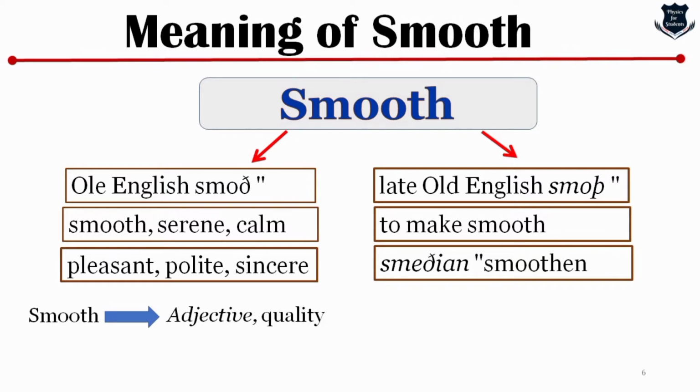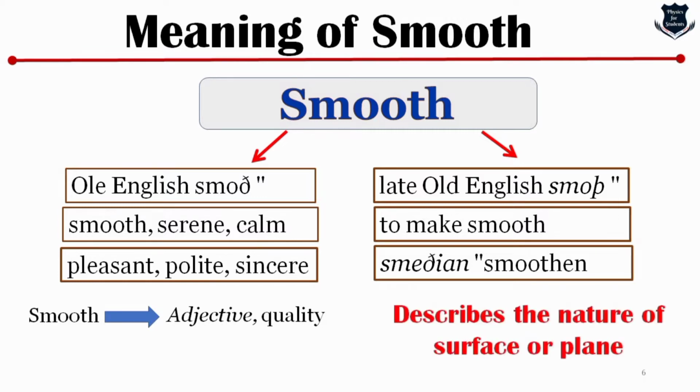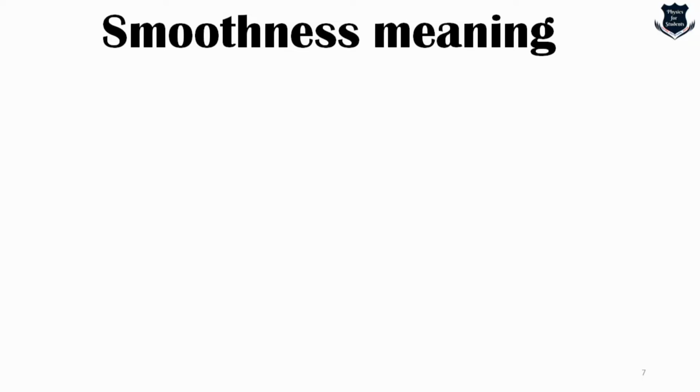Just note that in literary English, smooth is an adjective, and what it defines is a quality. So the question is, if smooth is used as an adjective in English, are we using smooth as an adjective in mathematics also? The answer is yes, because here smoothness describes the nature of the surface or the plane. It is used as an adjective in the literary sense, and here also it is used to describe the nature or surface of a plane.